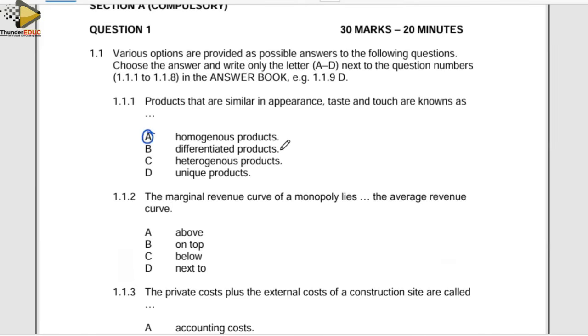If you look at differentiated products, we are looking at products that are differentiated by means of packaging or by means of labeling. The basic product is the same, but they are differentiated using either packaging or branding. Right. Then heterogeneous products are completely different. And a unique product is mainly for the monopoly. A monopoly produces a unique product. It's a special product that does not have close substitutes.